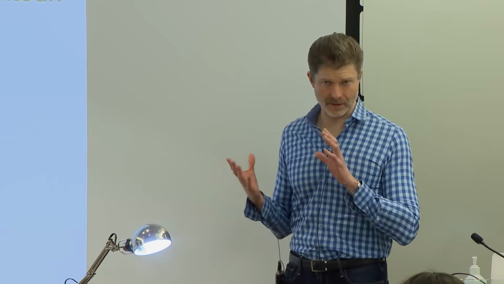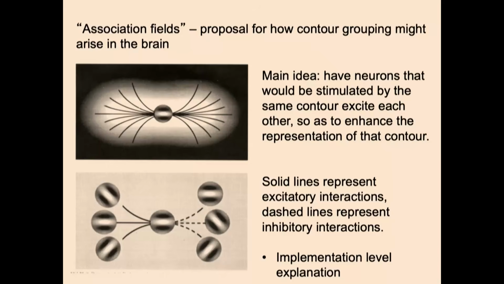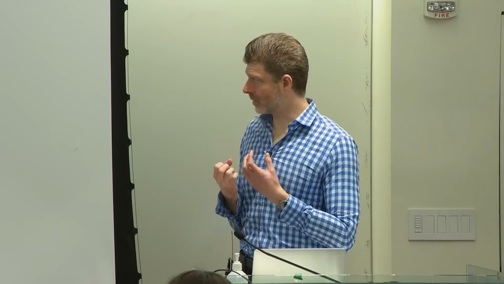But we can also ask, how would this be implemented in neural circuitry? Okay? And there's a fairly well-known proposal for how this particular aspect of grouping of elements into contours might arise in the brain. The main idea is really simple, and it's that you could set the brain up in such a way that neurons that would be stimulated by the same contour would be wired up so as to excite each other, so as to enhance the representation of the contour. Okay. So this is the simple diagram.